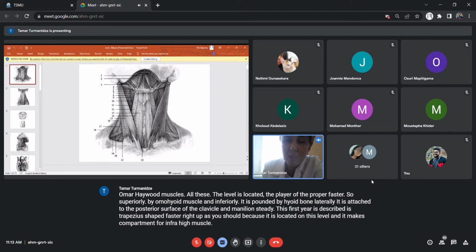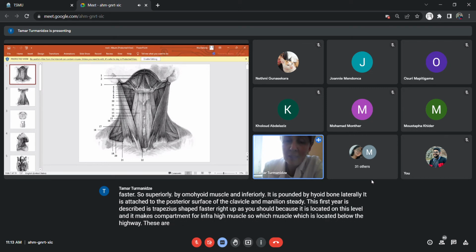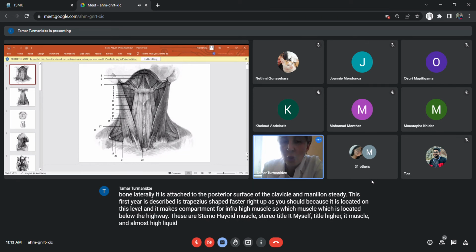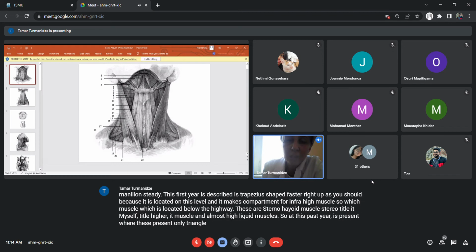Infrahyoid muscles, so which muscles? Those located below the hyoid bone. These are the sternohyoid muscle, sternothyroid muscle, thyrohyoid muscle, and omohyoid muscles. And this fascia is present where? This fascia is present only in the omotracheal triangle, and also it is present in the supraclavicular triangle of the lateral triangle.